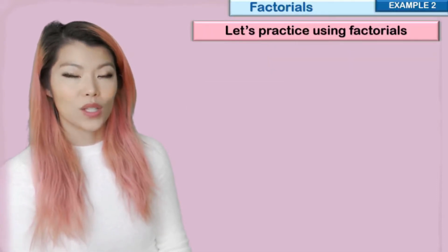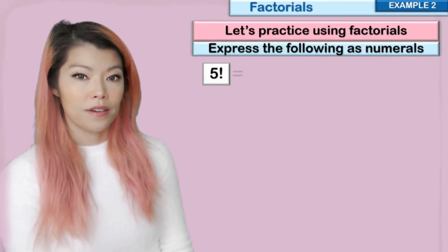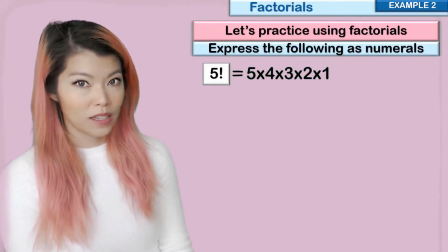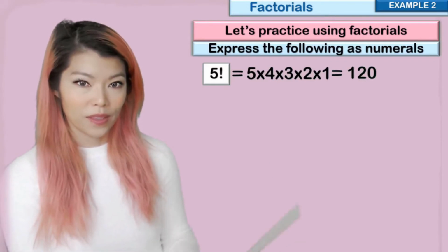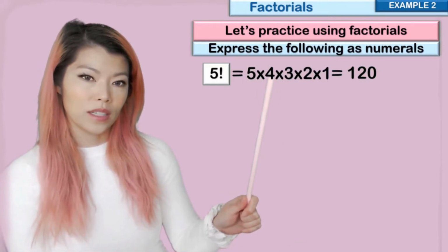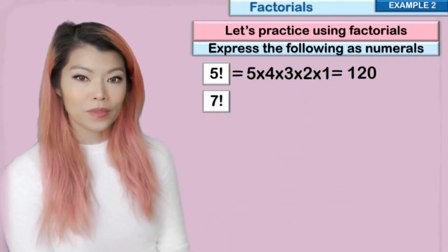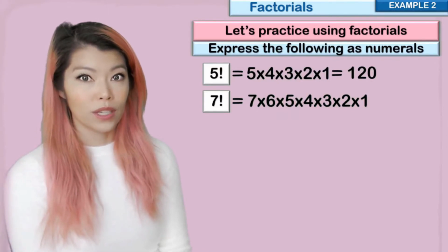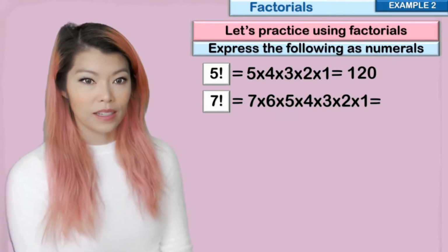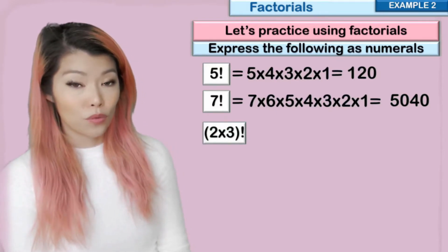Let's practice using factorials. So if I have 5 factorial, that is 5 times 4 times 3 times 2 times 1. So we have 120. 4 times 5 is 20, 20 times 6, 120. You can use the calculator if you want. 7 factorial would be 7 times 6 times 5 times 4 times 3 times 2 times 1. And that's 5,040.